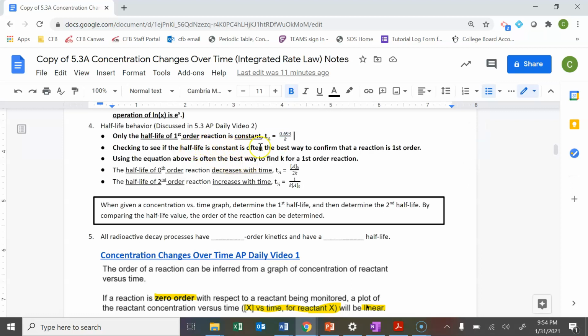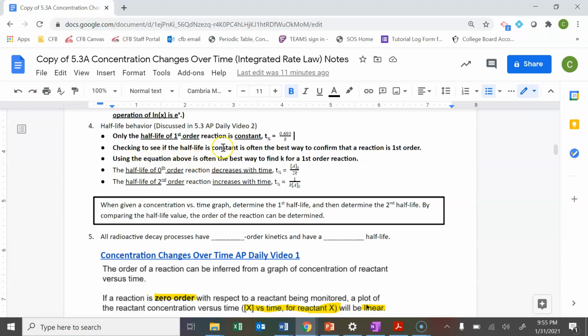Checking to see if the half-life is constant is often the best way to confirm that a reaction is first order. So if it asks to confirm that a reaction is first order, if you have a graph or a data table, check the half-life and compare the first half-life and the second half-life. If it's the same amount of time, it's a constant half-life that makes it first order.